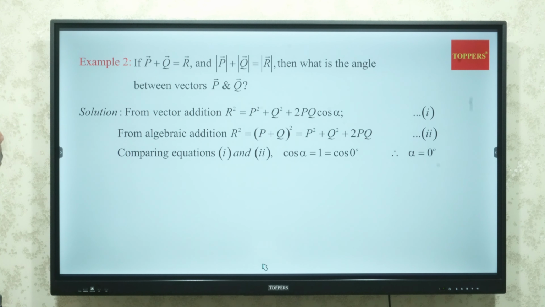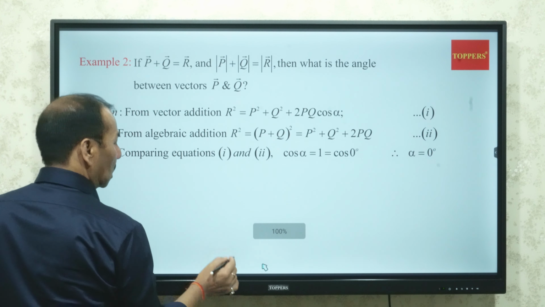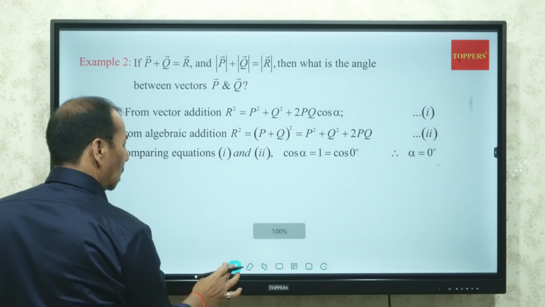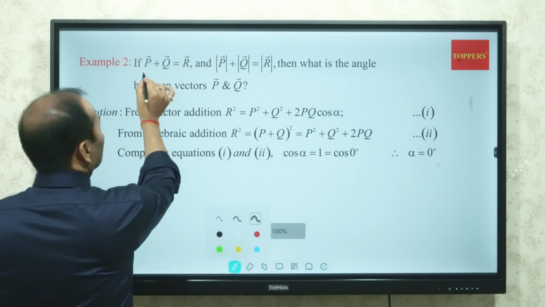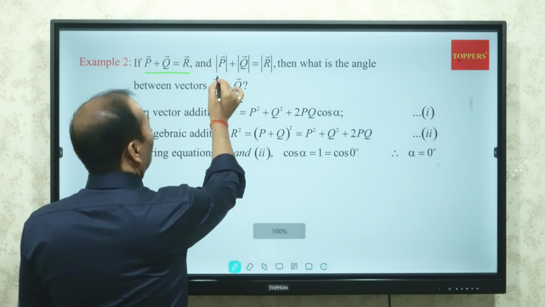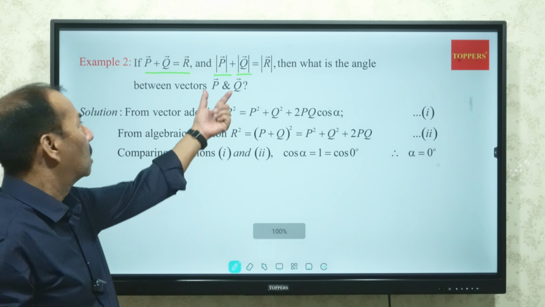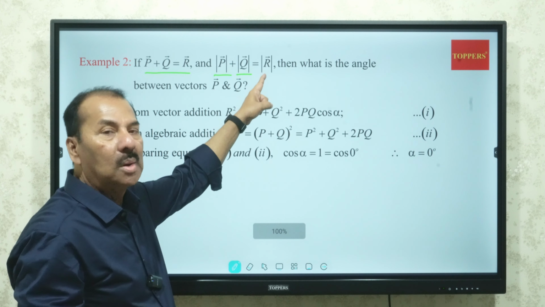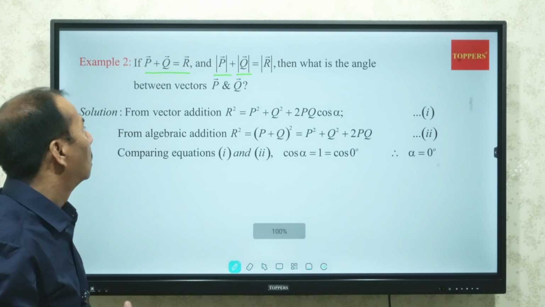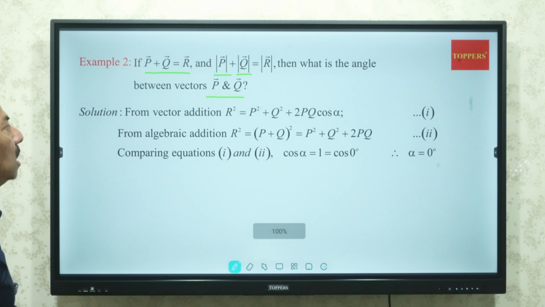So we get alpha is equal to 120 degrees, the angle between both. So here in this question, we have vector p plus vector q is equal to vector r, and the magnitude of p plus the magnitude of q, that is the sum of the magnitudes of p and q, is equal to the magnitude of this vector r. Then we have to again find the angle between the vectors p as well as q.